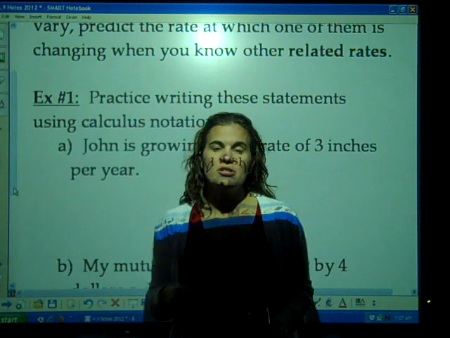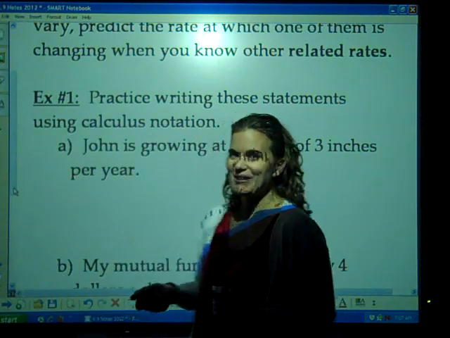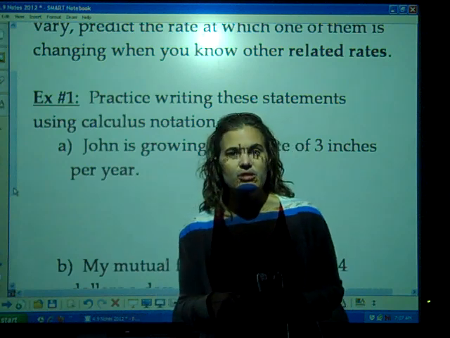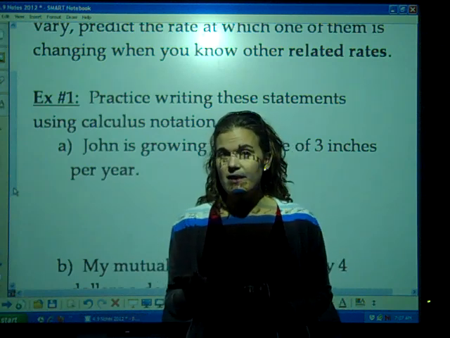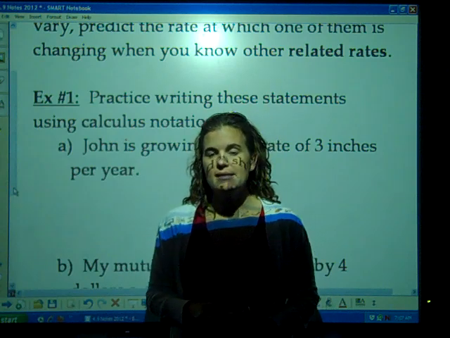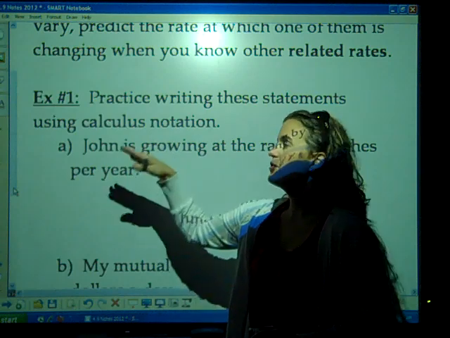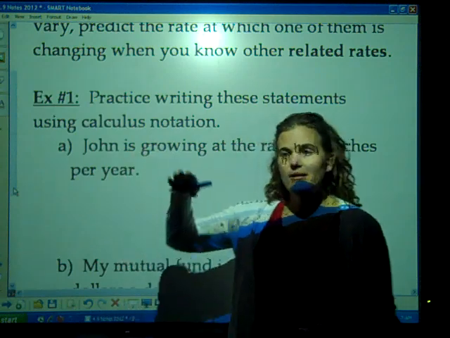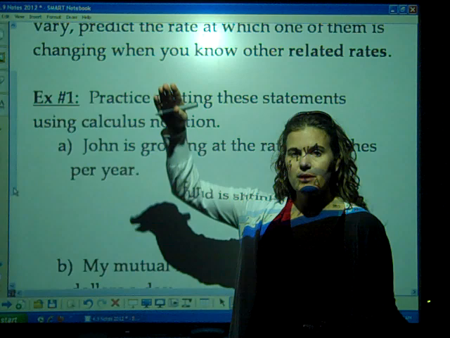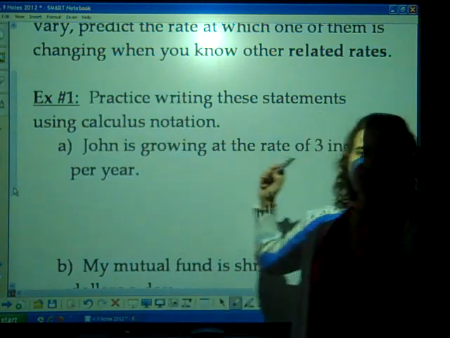So the first example, we're just going to practice translating English sentences into calculus notation using differential notation. You always need to identify the variables, what's changing, and what their units are, and then we can make a statement about how fast that thing is changing. Okay, so here, for example, letter A: a boy is growing 3 inches every year. So growing at the rate of 3 inches per year.